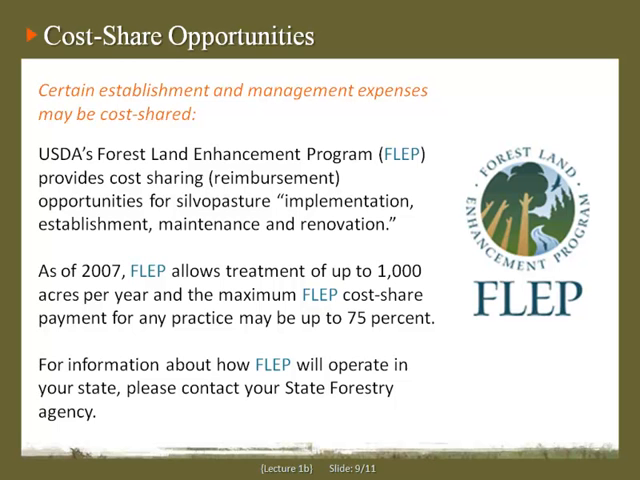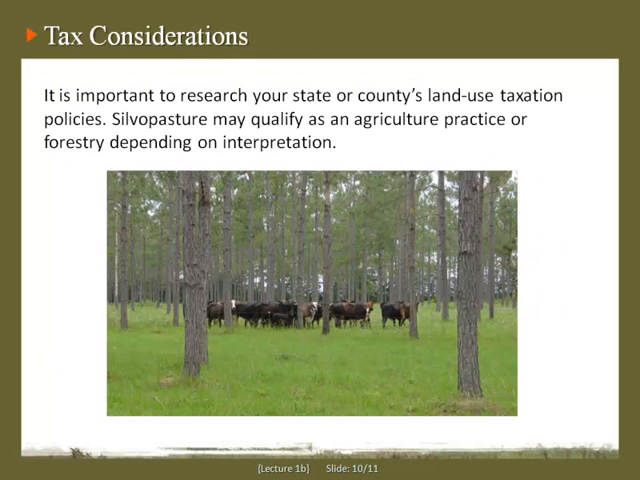The FLEP program, or Forest Land Enhancement Program, is a 75% cost share program as well, which lists, quote, enhancing implementation of agroforestry practices, unquote, as one of its 7 primary objectives. As of 2007, FLEP allows a treatment of up to 1,000 acres per year, and the maximum FLEP cost share payment for any practice may be up to 75%. It is important to contact the Natural Resource Conservation Service for details on these programs.